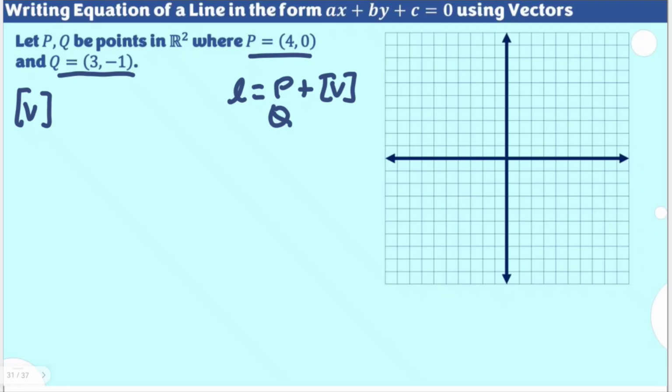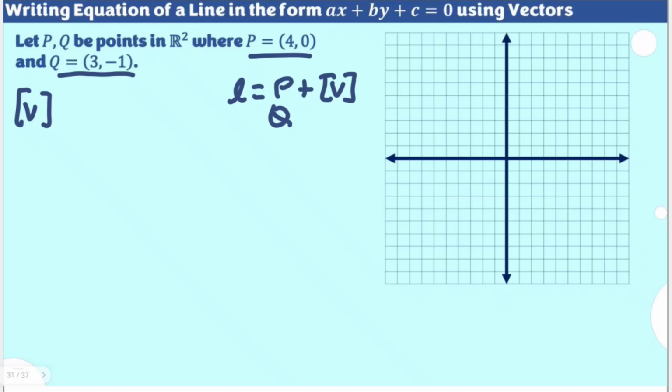So we are going to start with the direction vector first and continue with a process presented in one of the videos here in this playlist. Try to review that as we determine the equation of a line in the form ax plus by plus c using vectors. But of course, to start, just to illustrate this further, let's plot these points on this Cartesian plane, considering that each grid is by 1.